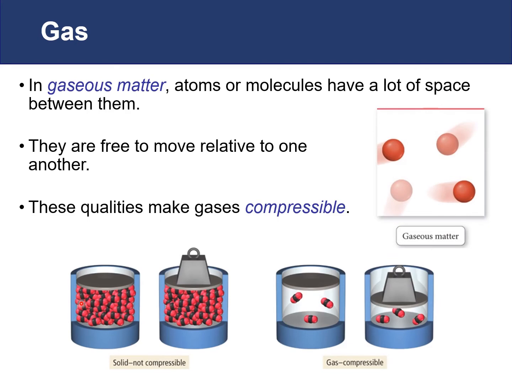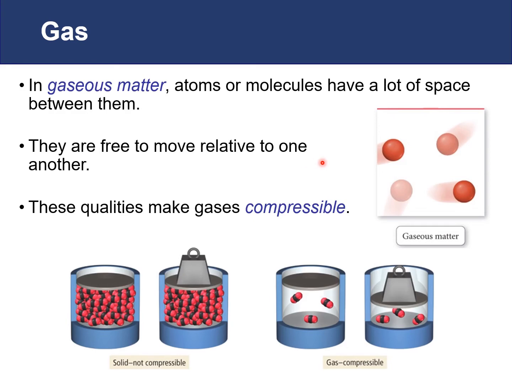The last state of matter that we will be considering is a gas. In gaseous matter, atoms or molecules have a lot of space between them. They are free to move in three-dimensional space. They are typically moving very fast, bouncing off one another. Because they are free to move between one another, they do not have a fixed volume or a fixed shape. Instead, they will fill their container.